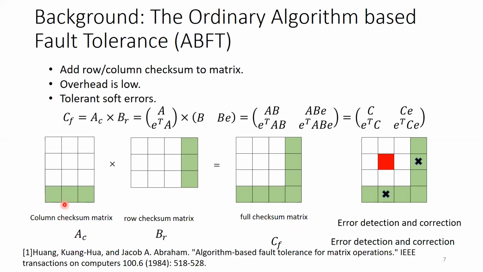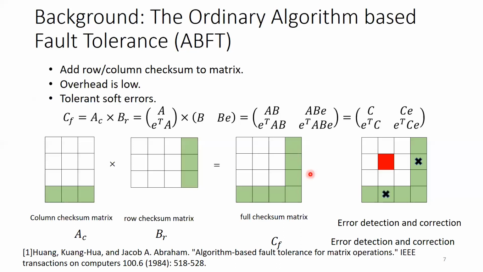A matrix is called a column checksum matrix if it only has a column checksum. A matrix is called a row checksum matrix if it only has a row checksum. If a matrix has both column checksum and row checksum, we call the matrix a full checksum matrix. As the formula shows, a column checksum matrix multiplied by a row checksum matrix is a full checksum matrix.